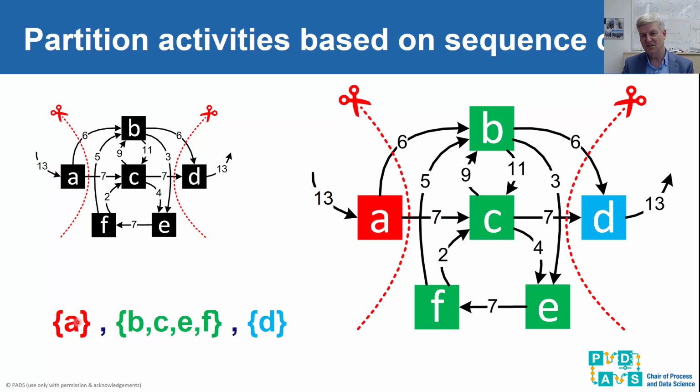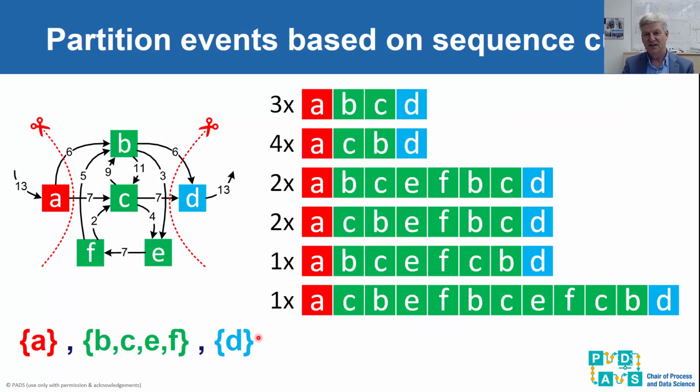The red one consisting of just A, the green one consisting of B, C, E, F, and the blue one consisting of D. So we have identified the sequence cut, we color the activities in these three different colors, and then we can color basically the event logs based on this. And then we split our event data in a red log, a green log, and a blue log.